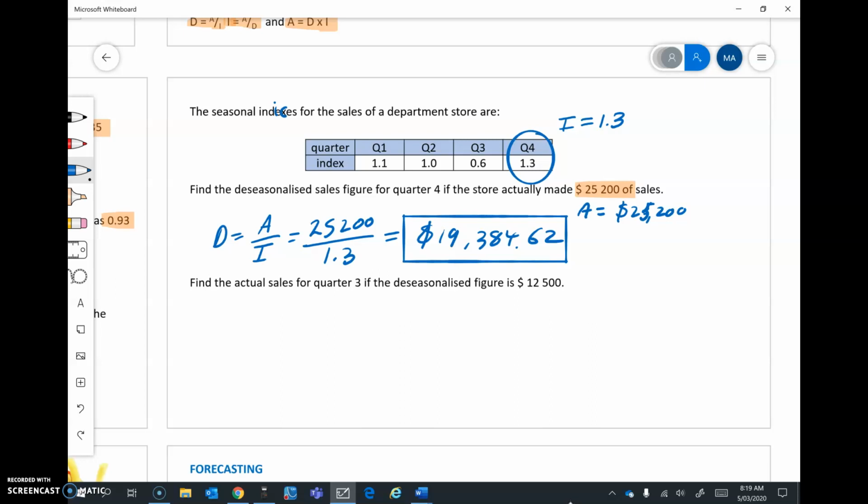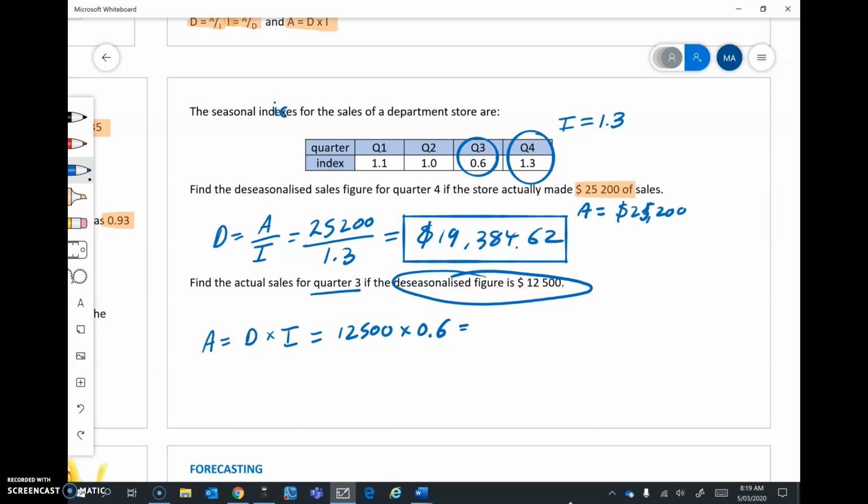Okay, I'm going to have a go at it now. So actual is equal to deseasonalised multiplied by the index. So of course our deseasonalised figure is our 12,500. This is for quarter 3, so that is our index, 0.6. So it's really about being able to pick the correct index given the information. Alright, so if we do that calculation, we get 7,500.